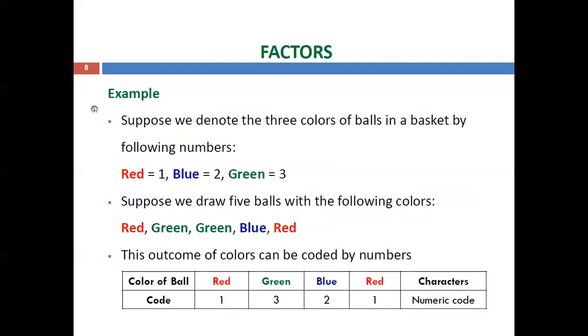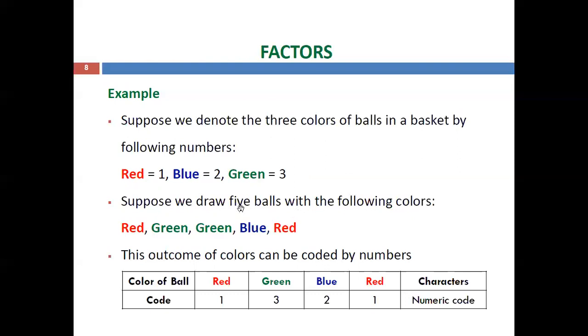Then let us consider an example. Suppose we denote the 3 colors of balls in a basket by the following numbers. Red color is numbered as 1, blue color is numbered as 2, green color is numbered as 3. So we have the 3 color combinations labeled with red, blue, green and numbered with 1, 2, 3. Those can be stored in a basket.